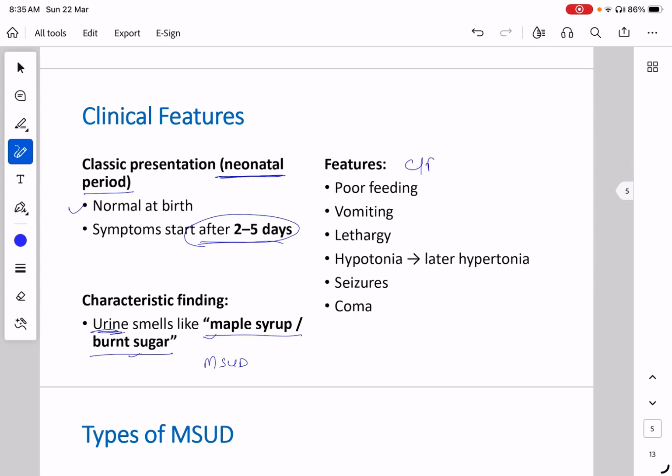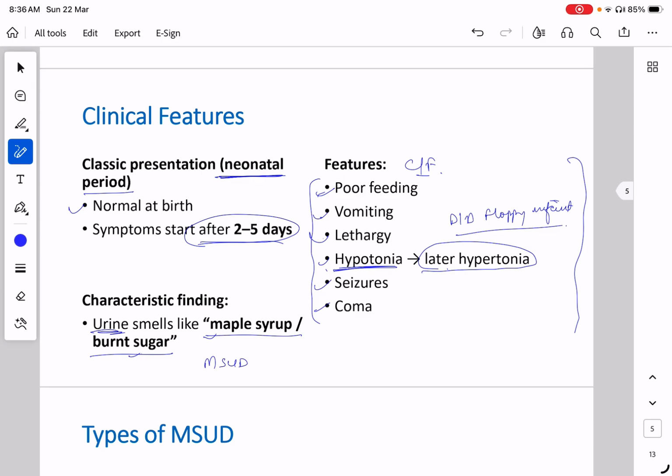Clinical features of maple syrup urine disease: poor feeding, recurrent or multiple vomiting, lethargy, and hypotonia; initially hypotonia. So it comes in the differential diagnosis of a floppy neonate or floppy infant, we can say. Okay. So the child is floppy, hypotonic, seizures can be there, and a comatose condition can be there. So poor feeding, vomiting, lethargy, hypotonia, seizures, and coma. These are the clinical features of maple syrup urine disease. But these are usually common clinical features of any metabolic disease in a newborn. So what is the characteristic finding? Urine smells like maple syrup or burnt sugar.